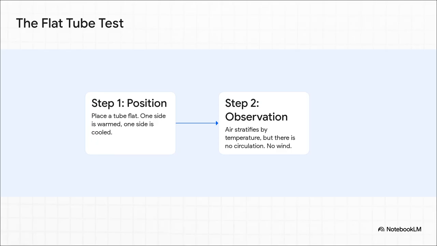So let's do a little thought experiment. We take that bike tube, we fill it with air, and we lay it perfectly flat. Now, let's say we warm up one side and cool down the other. We've got our temperature difference, right? The warm air gets lighter, the cool air gets heavier, and they just separate. They form layers. But look, nothing is actually moving. There is zero circulation, no wind.